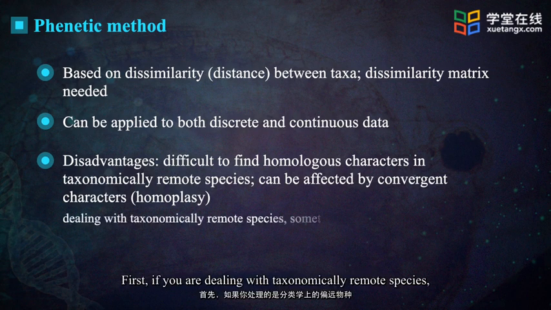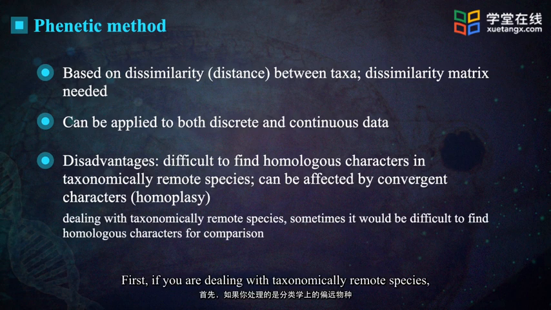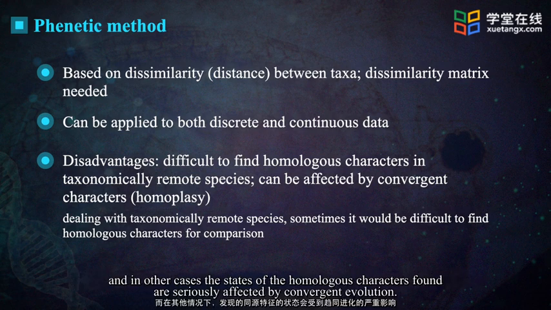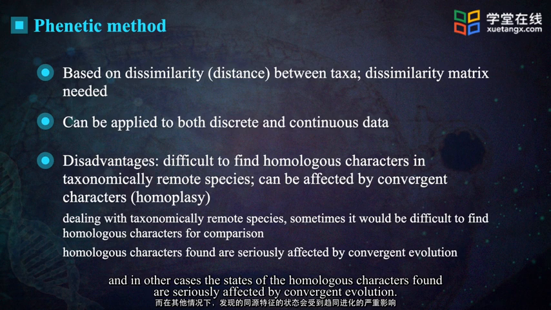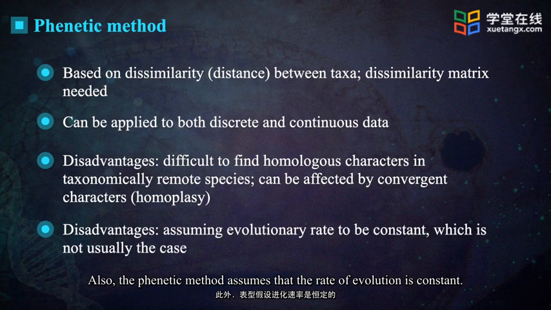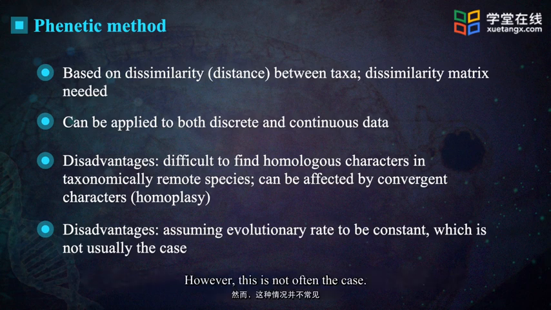First, if you are dealing with taxonomically remote species, sometimes it would be difficult to find homologous characters for comparison. And in other cases, the states of the homologous characters found are seriously affected by convergent evolution. This is partly because of lack of polarization of the continuous characters used in this method. Also, the phonetic method assumes that the rate of evolution is constant. However, this is not often the case.